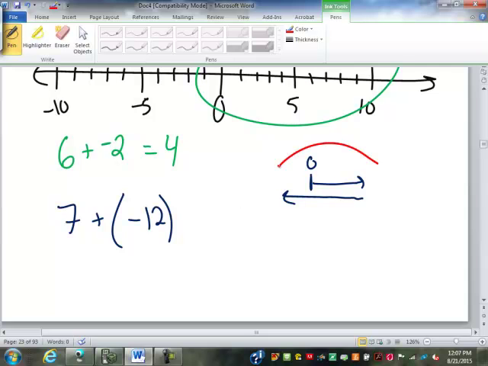And what this tells me about my answer is, first of all, I'm on the negative side of 0, so my answer is negative. Second, it tells me the vectors went in opposite directions, so the size of my answer is the difference between these sizes. What's the difference between 7 and 12? 5, so -5.